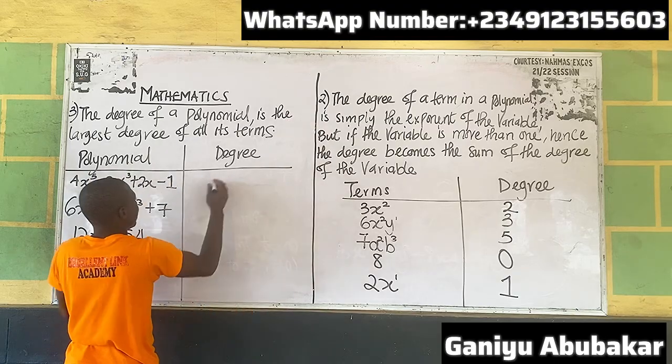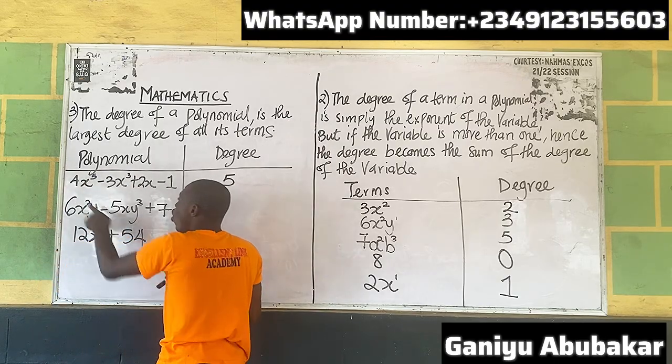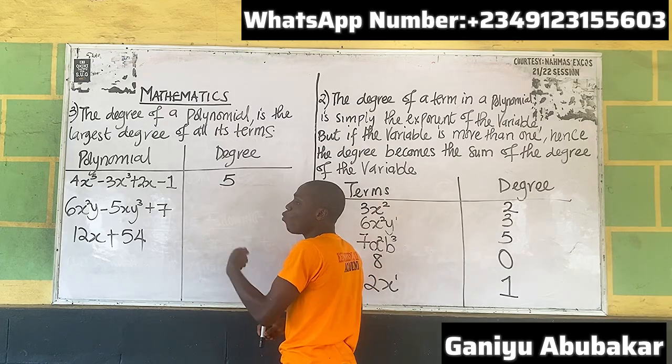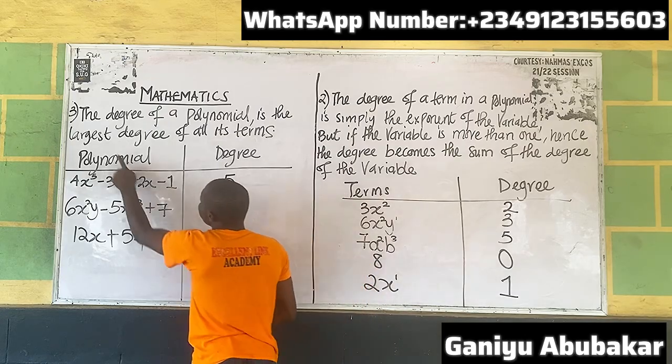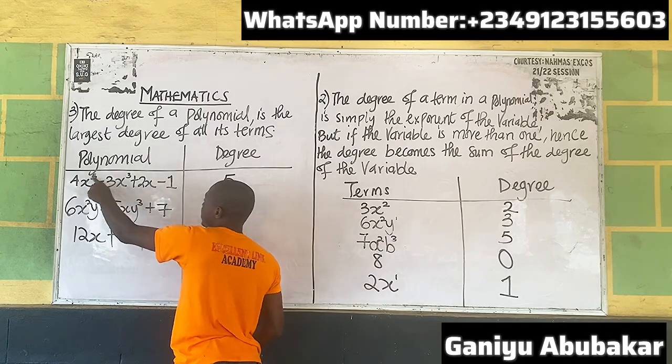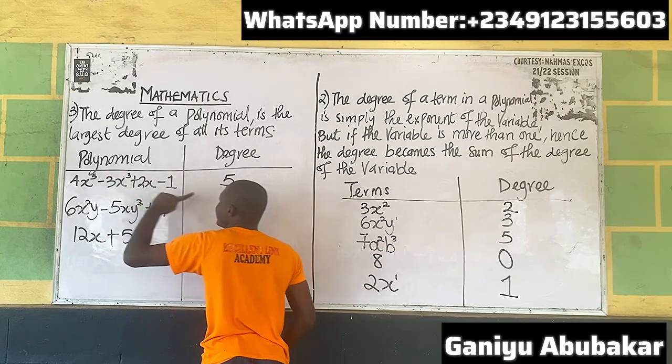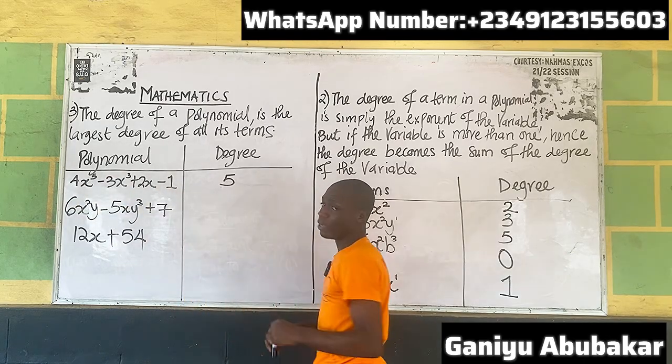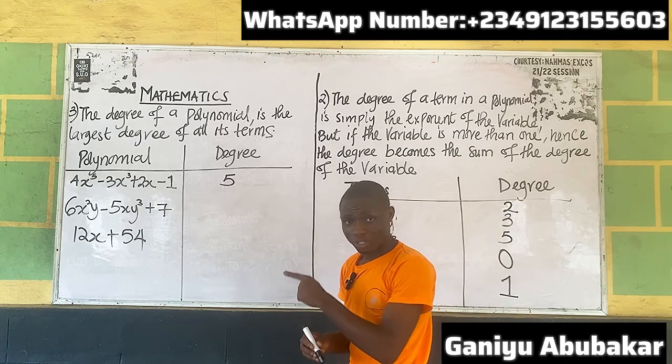So my degree here becomes 5. So the degree of all of them here is 5. Why is it 5? Because 5 is the largest degree of all its terms. All these terms here, the largest one there is 5. So 5 becomes the degree of this polynomial. That's how it works.